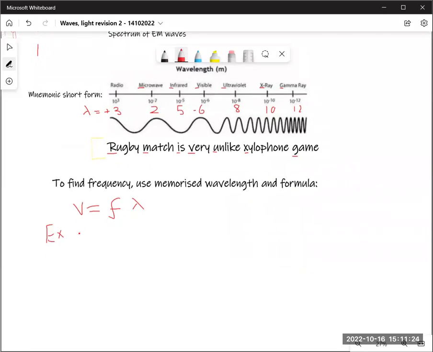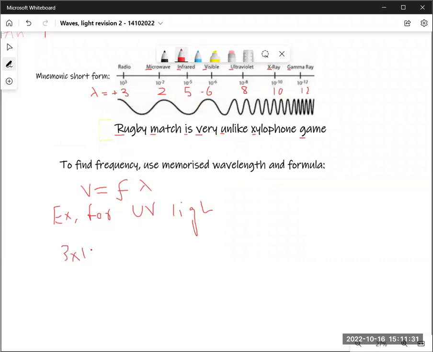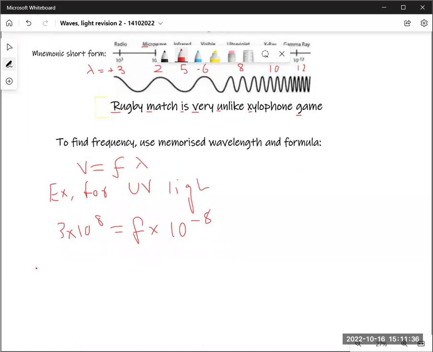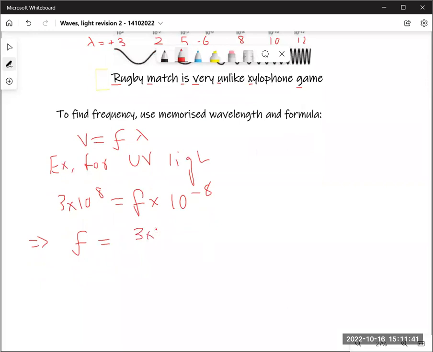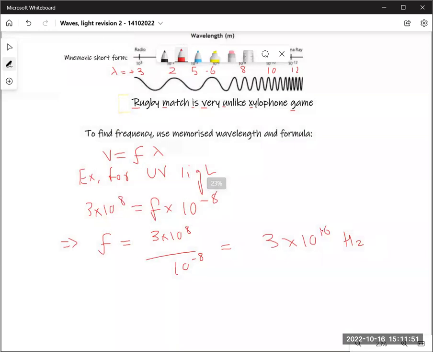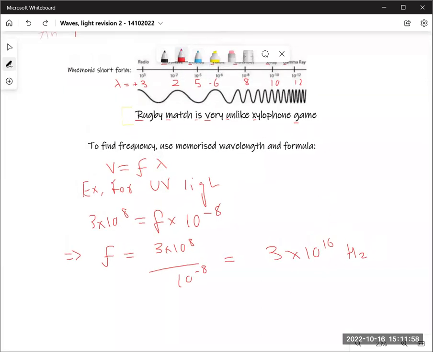Example, for let's say UV light, 3 into 10 raised to power 8 is equal to frequency into 10 raised to power minus 8. Therefore, frequency is equal to 3 into 10 raised to power 8 divided by 10 raised to power minus 8, which will give us 3 into 10 raised to power 16 hertz. So whichever in the options is closest to 10 raised to power 16, choose that. Now write this as well.